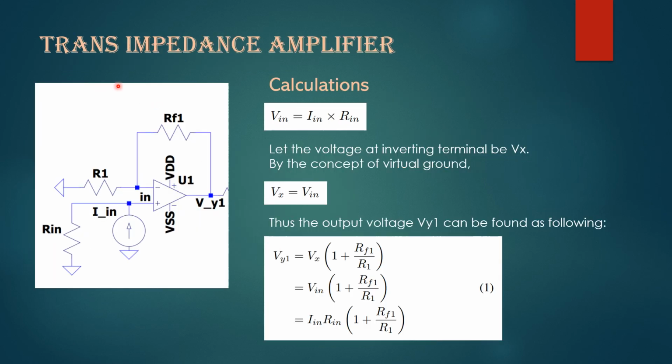Calculations for the transimpedance amplifier stage are as follows. The input voltage here is basically current into resistance: Vin equals In into Rn. Now from the concept of virtual ground, the voltage here is the same as the voltage here. So we assume the voltage here to be Vx, which equals Vin. Now we can treat it as a voltage divider circuit, and we get the final voltage as Vx into 1 plus Rf1 by R1. Substituting In into Rn, the output after the transimpedance stage is In Rn into 1 plus Rf1 by R1.